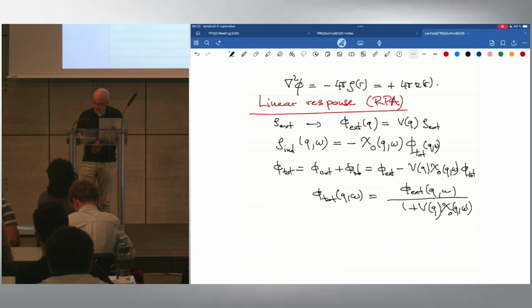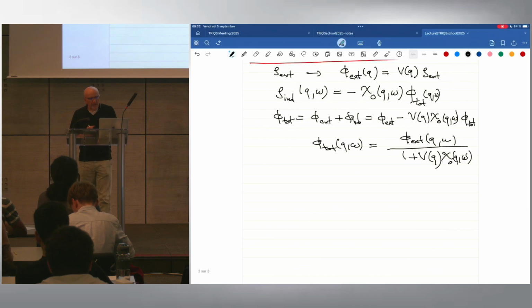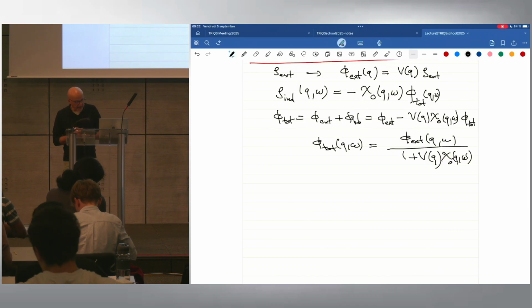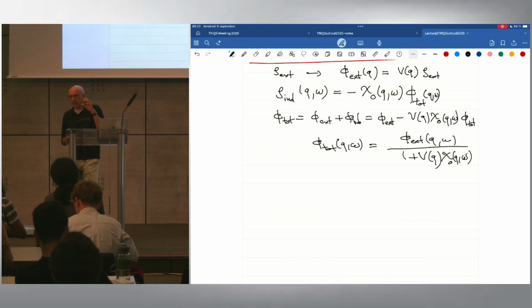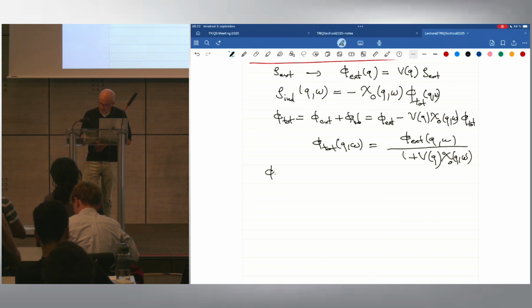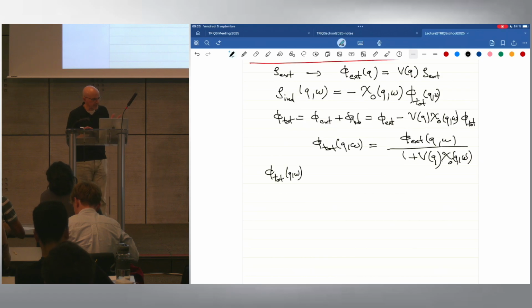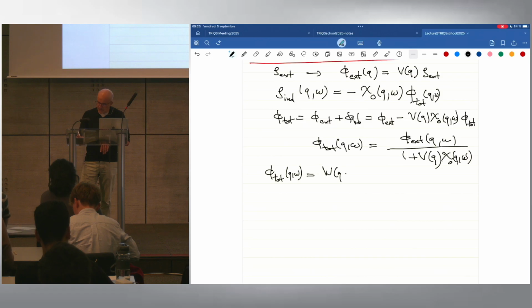If I remember that what I'm really interested in is the effective screen interaction, which I can define as the relation between the total electrostatic potential and the total charge density, so phi total of q and omega. Now I've assumed translation invariance, this is electron gas, equal W, the screen interaction of q and omega, times rho external of q and omega, right?